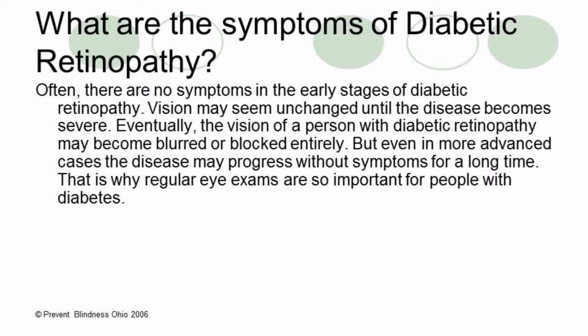Often, there are no symptoms in the early stages of diabetic retinopathy. Vision may seem unchanged until the disease becomes severe. Eventually, the vision of a person with diabetic retinopathy may become blurred or blocked entirely. But even in more advanced cases, the disease may still not show any symptoms for a long time. That is why it is very important for people with diabetes to have regular, yearly dilated eye exams.